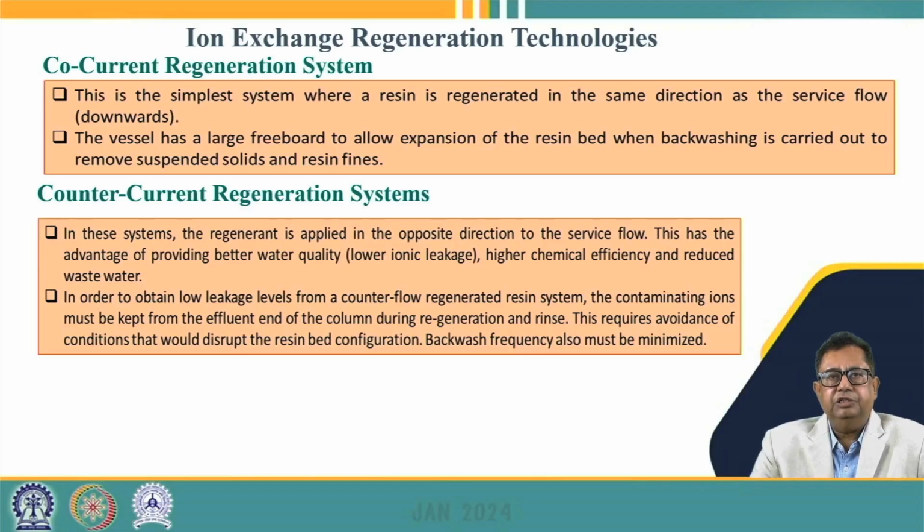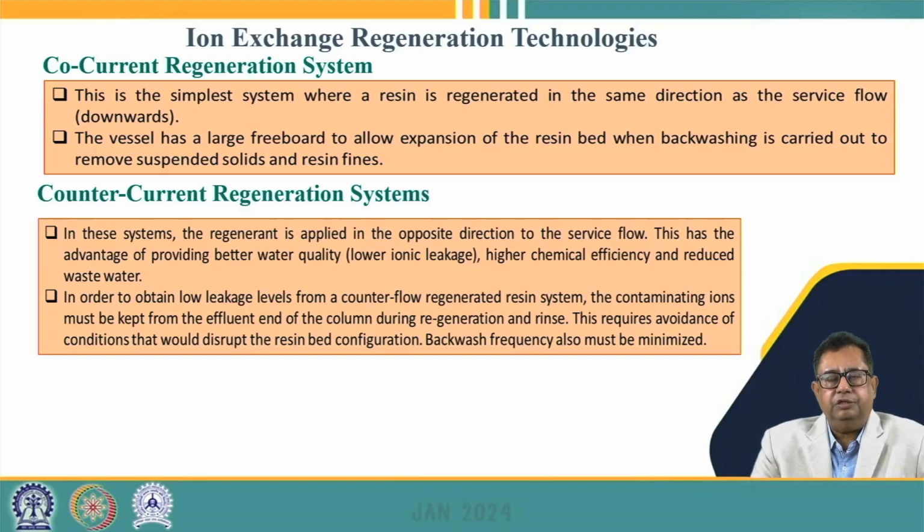Ion exchange regeneration technologies can have two types of applications. That is, we can have co-current regeneration systems and we can have counter current regeneration systems. For example, when we provide the service in one direction and we also provide the regeneration in the same direction, we say it is a co-current regeneration. Whereas the counter current regeneration system means that we apply the service in one direction, whereas we go for the regeneration in the opposite direction. So that is called the counter current regeneration system.